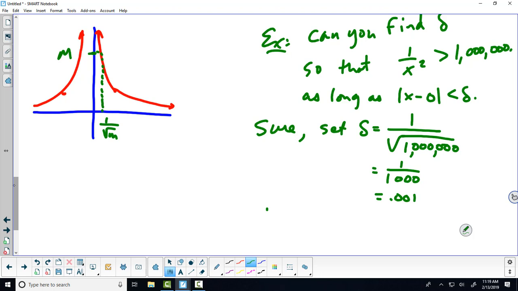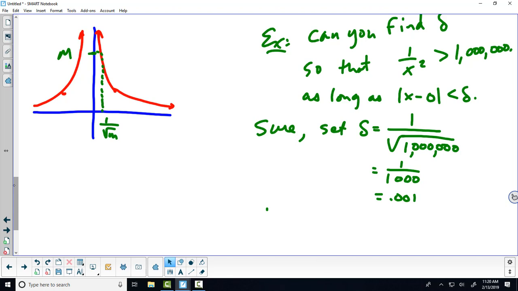What if we want to be bigger than 1,000,000,000? Then just do 1 over the square root of 1,000,000,000. What if we want to be bigger than 1,000,000,000,000? Then do 1 over the square root of 1,000,000,000,000. Regardless of what threshold somebody gave us, we have a formula for how close we have to get. Because that formula will always be available to us, then we can say that the limit is infinity. Okay?